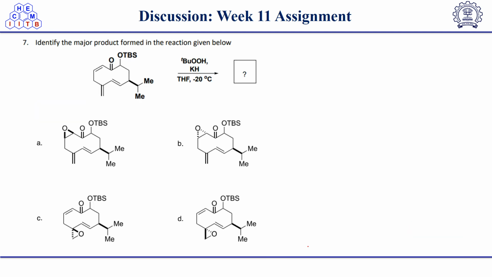Moving to the next question, identify the major product formed in the reaction given below. This particular compound, upon treatment with tertiary butyl hydroperoxide and potassium hydroxide in THF at minus 20 degrees Celsius, which will be the major product out of the four options?